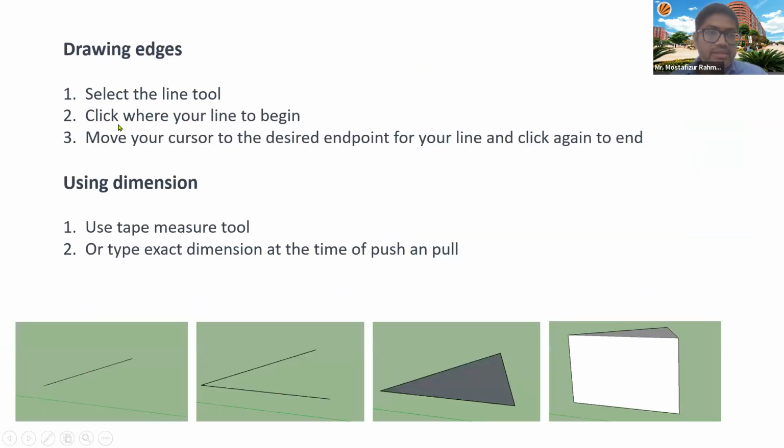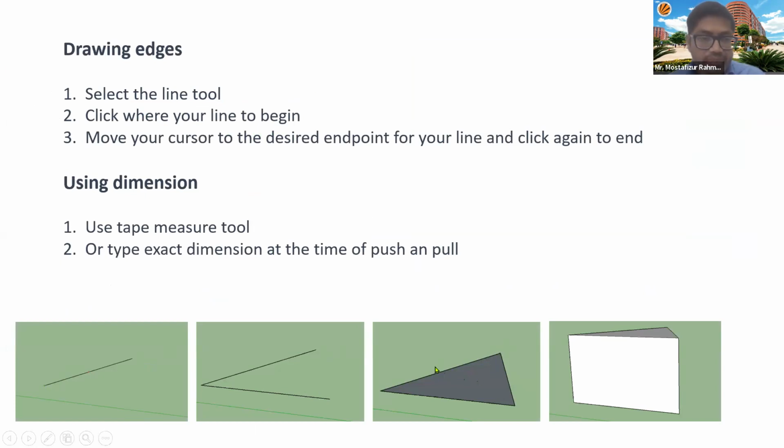After selecting the line tool, you click where your line begins, and the next click is where you want to finish. That will be one line. If you want to continue, you can draw another line like this, and when you point the third point, it will close automatically and form a plane.